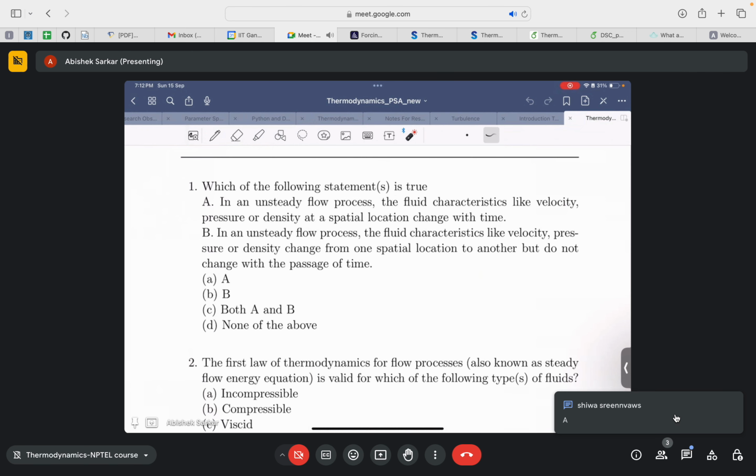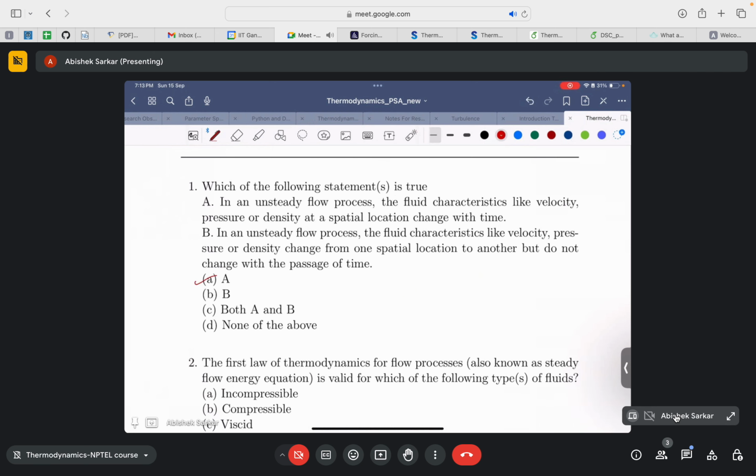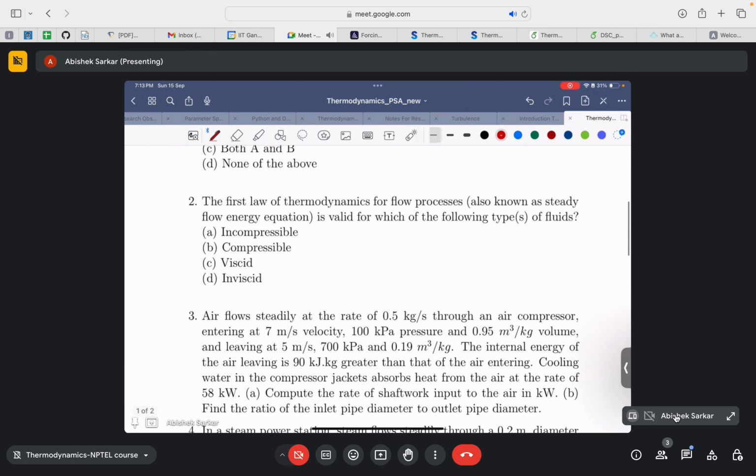So for the case of an unsteady process, the fluid characteristics like velocity, pressure, or density will change at different spatial locations. Okay, change at different spatial locations. Second question is, the first law of thermodynamics for a flow process, also known as the steady flow energy equation, is valid for which of the following types of fluids?